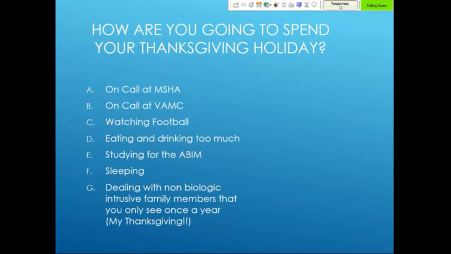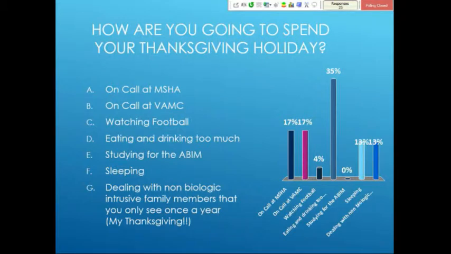You could be sleeping, or you could spend your holiday like I'm going to Thursday with a bunch of relatives whose names, many of whom I don't know, that I never really see, and I don't claim any genetic relationship with them. So y'all can vote on that. How are you going to spend your holiday? So the polling's open. Everybody finished?